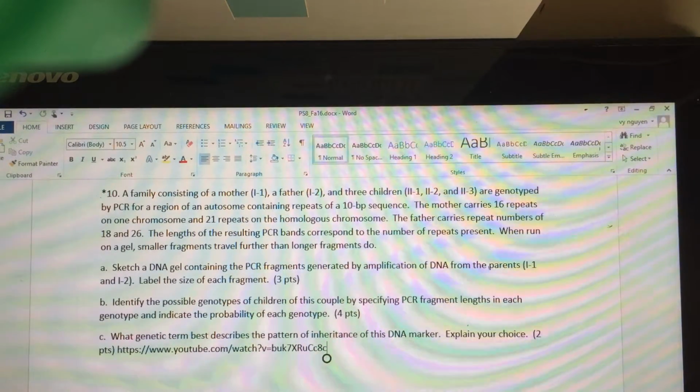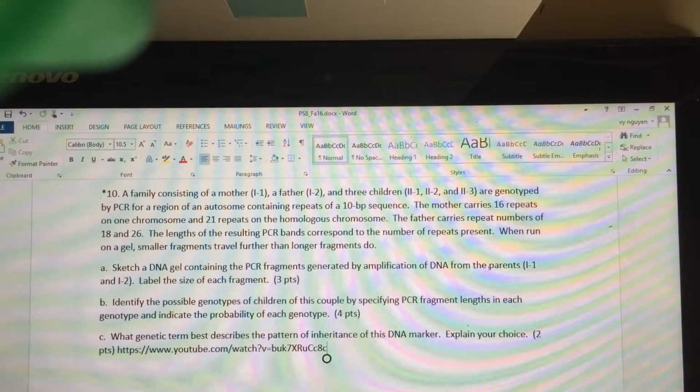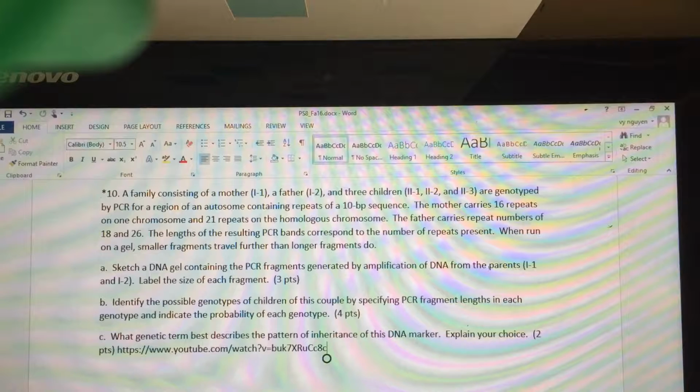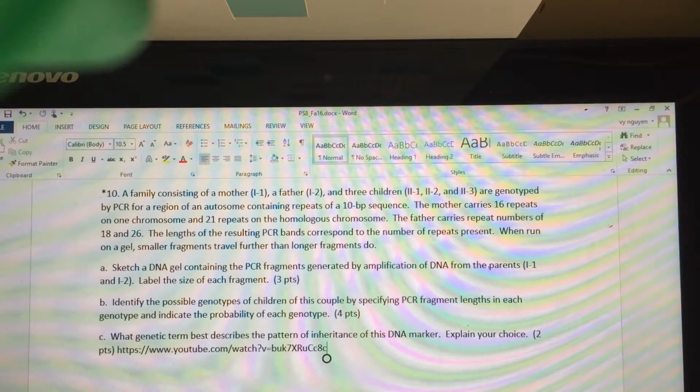So now look at the first question. Sketch a DNA gel containing piece or fragment generated by amplifications of DNA from the parents. Label the size of each fragment. So mothers carry 16 repeats on one chromosome and 21 repeats on the homologous chromosome, and since it's repeat from the same 10 base pair sequence, so it's like at the same position, so they're actually two genes allelic to one another.